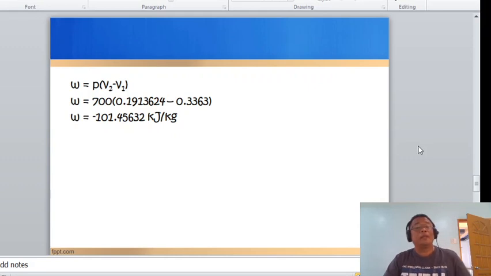And for the work, P is 700, and v sub 2 is already computed, 0.1913624, minus the original specific volume, 0.3363. Therefore, the work now is negative 101.45632 kilojoules per kilogram.